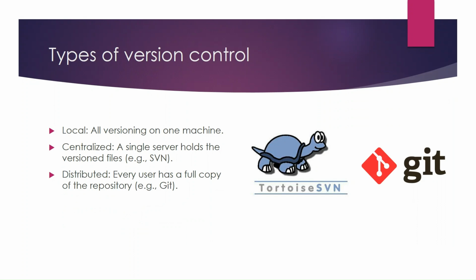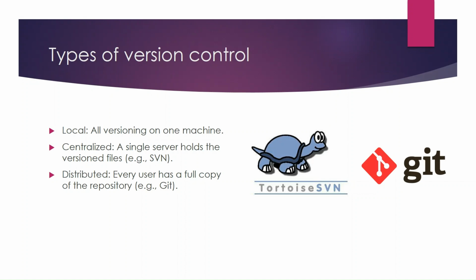The second one is centralized. One single server will hold all the version files. Developers will check out from that server, do their changes, and check the changes back into the server. There will not be locally versioned files on the developer's machine. It is available only on the central server, which holds the versioned files.